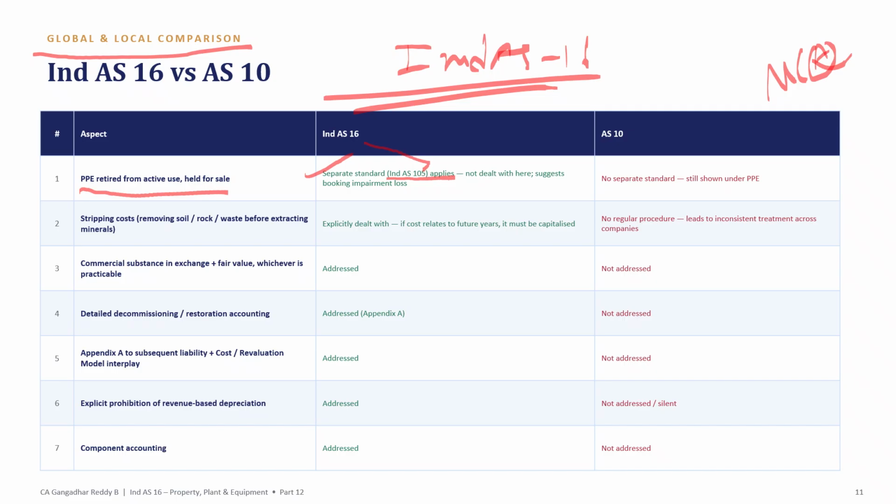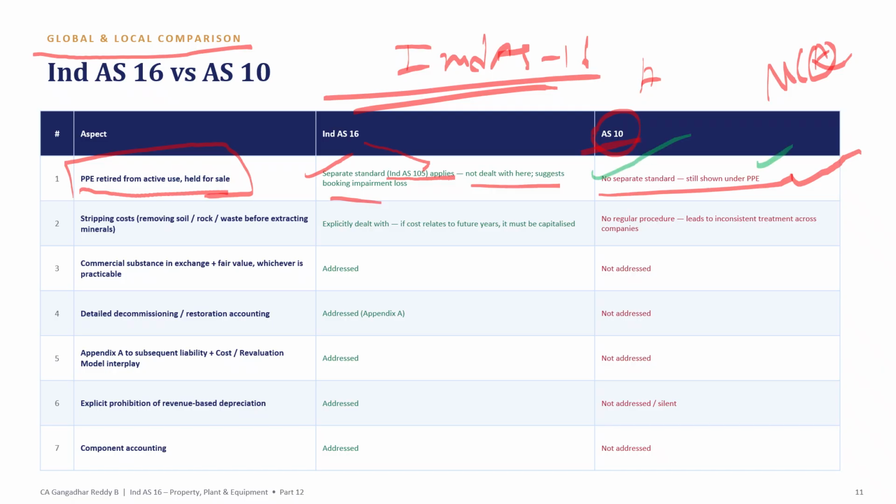And for this kind of transactions, Ind AS 16 does not deal with the treatment, but in AS 10 there is no such treatment, so it still has to fall under PPE only. If held for sale, you can go to Ind AS 5, but under AS 10, in the normal accounting standards, there is no separate standard for assets held for sale, so you should maintain that as PPE only.